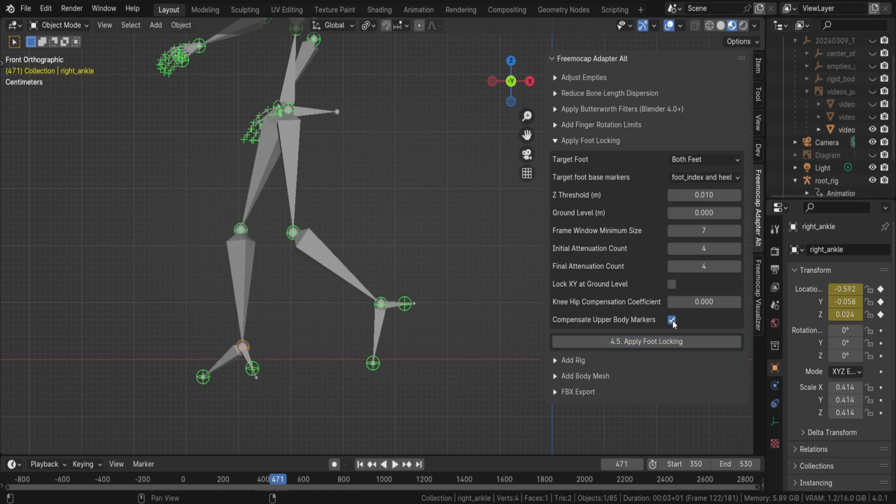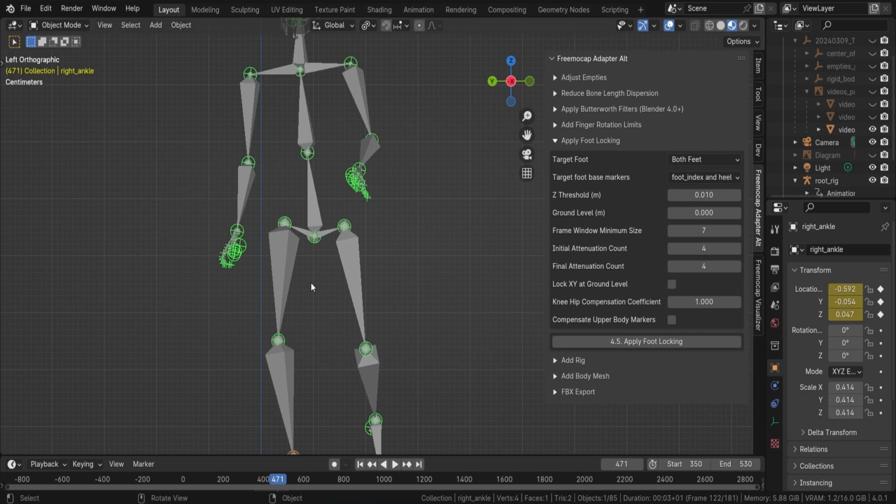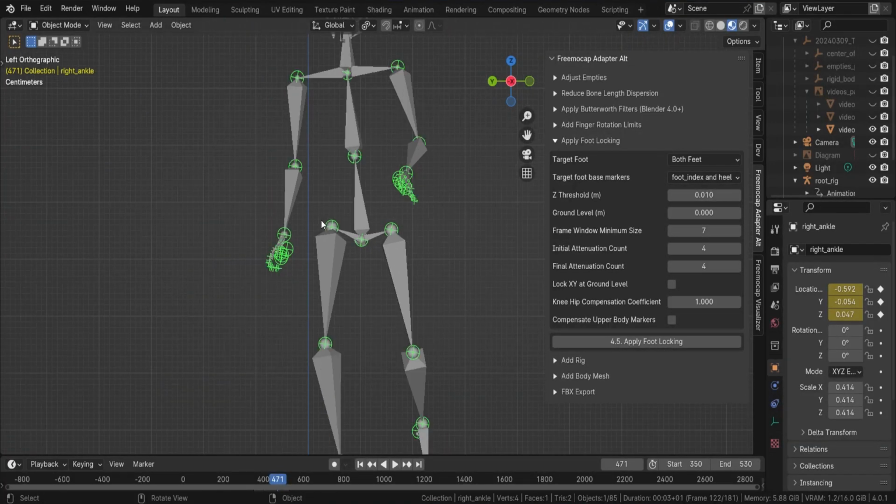Now let's uncheck the upper body compensation and set the knee-hip compensation coefficient back to 1. With these options, only the legs move up or down. We can see the legs moved and the hips formed an angle with the hip center marker.